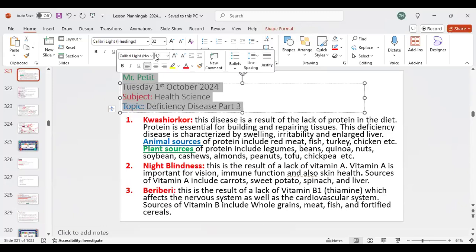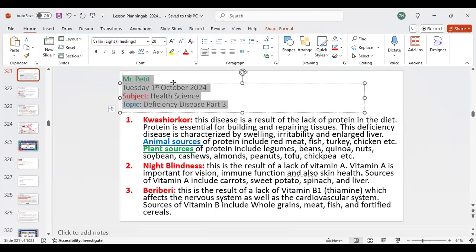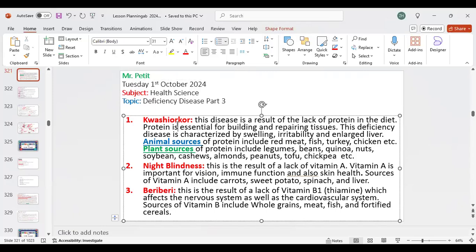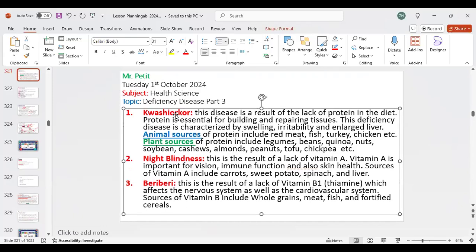Then there's a deficiency of vitamin K. If you have vitamin K deficiency, then your blood would not clot properly. But we're not going to talk about that. We're only going to deal with these three.